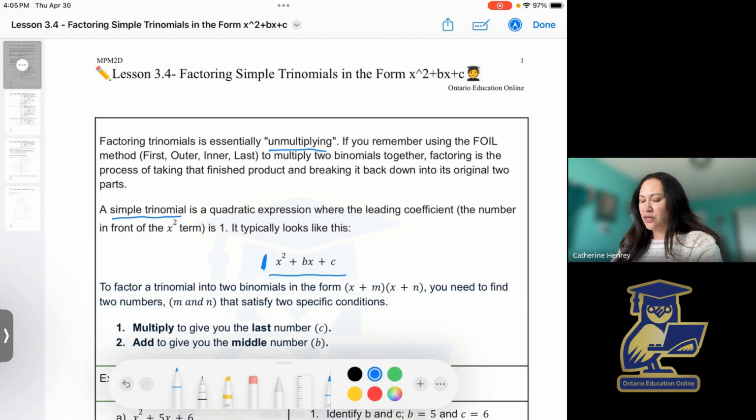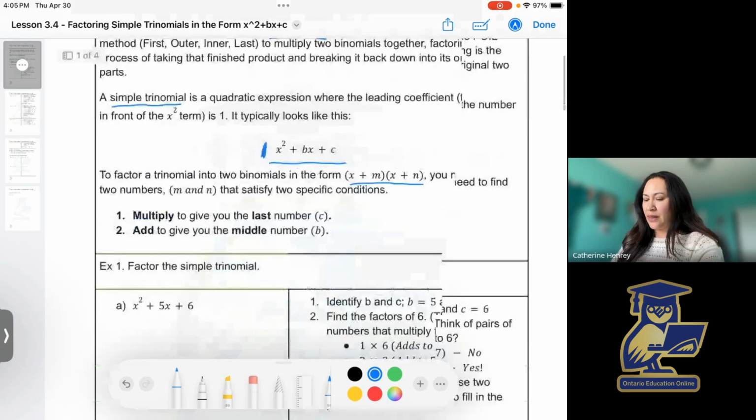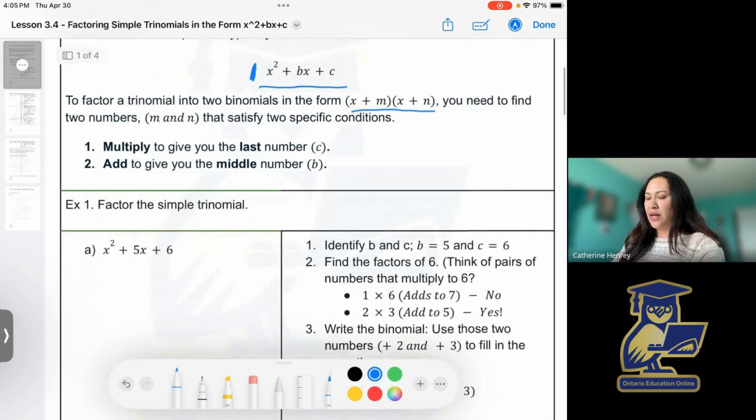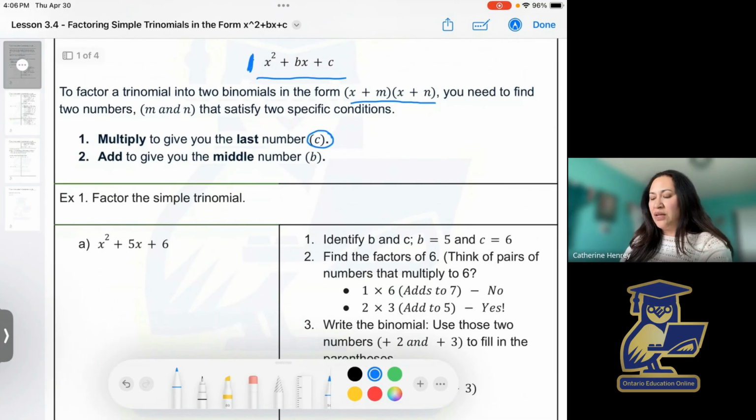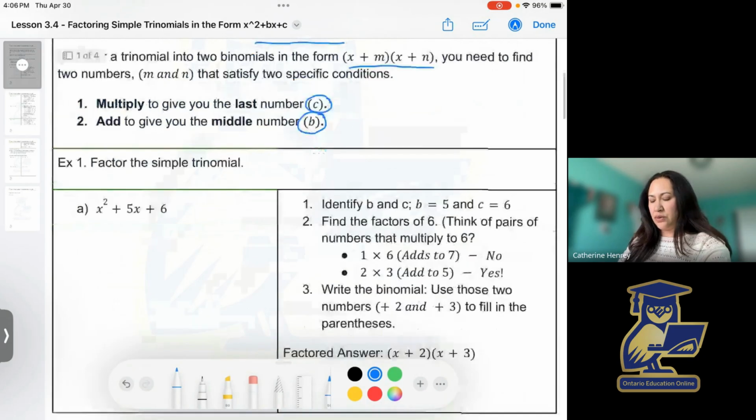To factor a trinomial into two binomials in the form x plus m and x plus n, you need to find two numbers, m and n, that satisfy two specific conditions. One is that they have to multiply to give you the last number in the expression, and that's c, and then they have to add to give you the middle number of the expression, which is b. So let's walk through some examples.